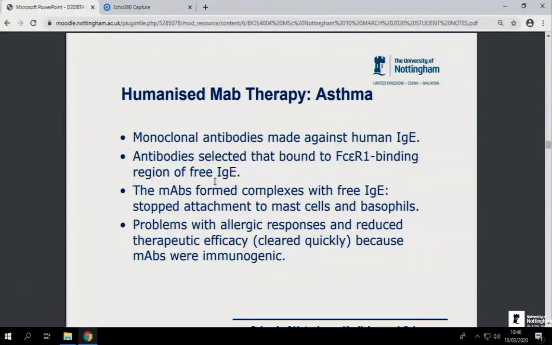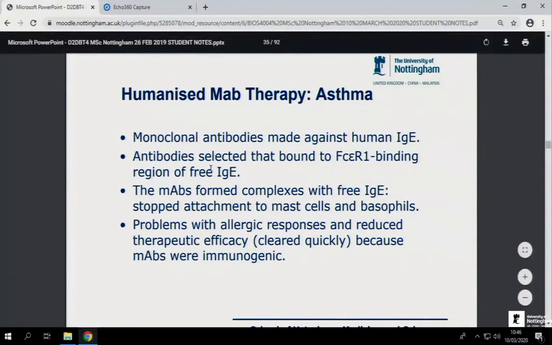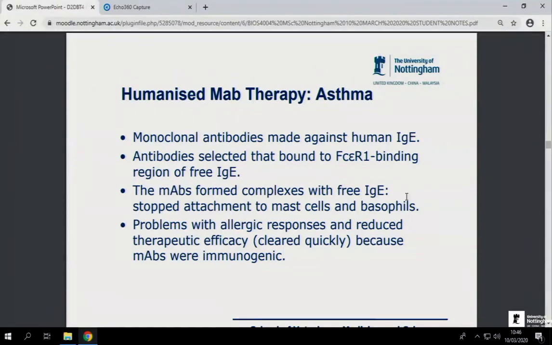The best one of all is asthma therapy: monoclonal antibodies made against human IgE, right? So that means you basically immunize mice with human IgE. And then you select those that bind to the Fc epsilon R1 binding region. And then off you go. You then make monoclonal antibodies that form complexes with free IgE. So that means that you put the monoclonal antibody into the patient.